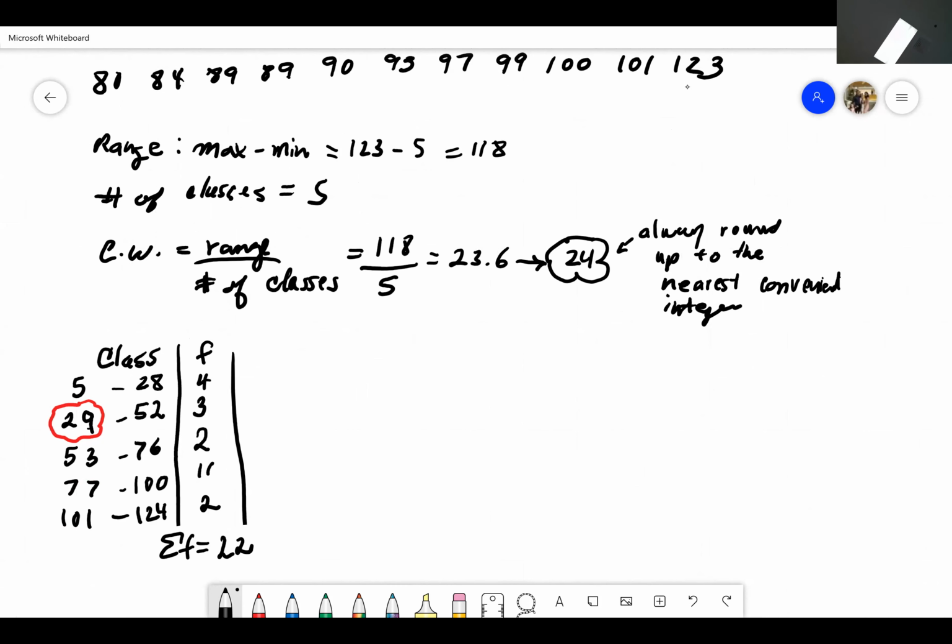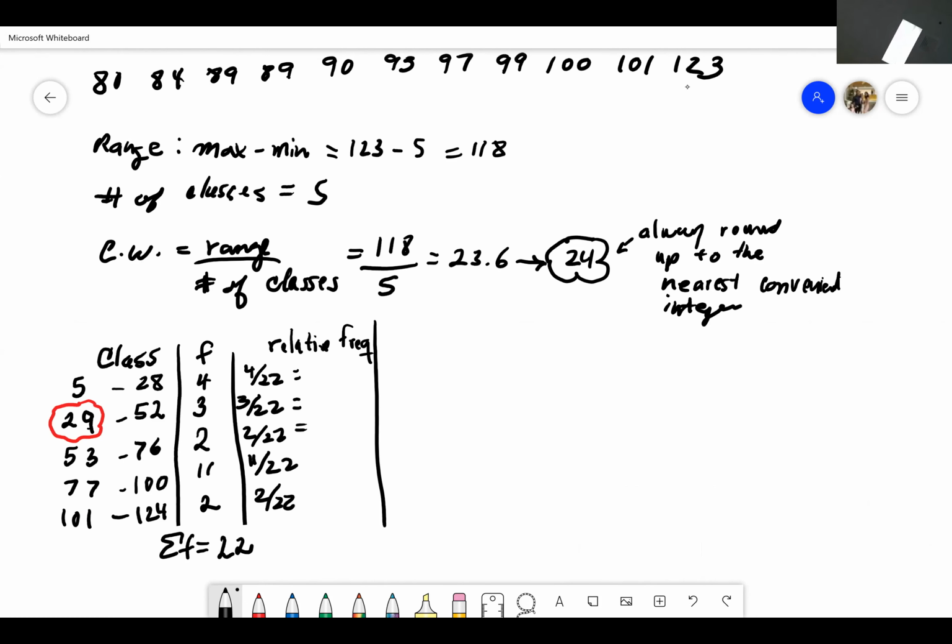Are we done? No. So I'll just go ahead and get relative frequency over with. Relative frequency. The way we do relative frequency is you write down the decimal: 4 divided by 22, then 3 divided by 22, then 2 divided by 22, 11 divided by 22, 2 divided by 22. I'll go ahead and write the approximations next to it. My calculator is open, so I'll use it. 4 divided by 22 is 0.18.